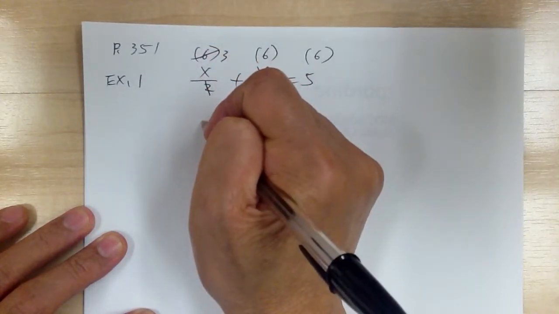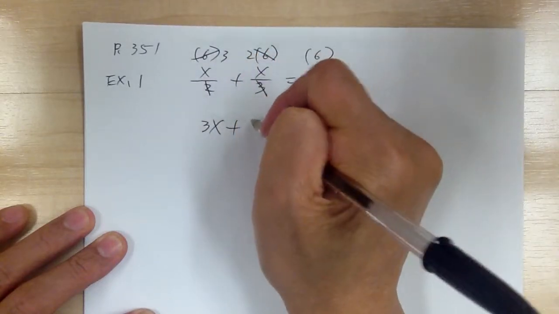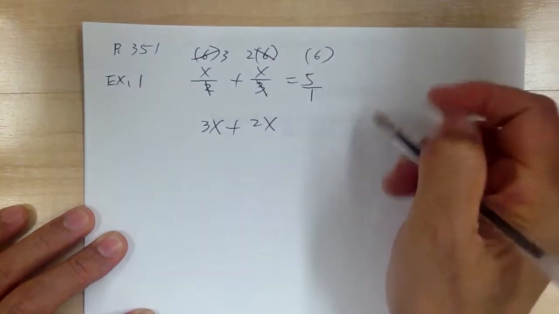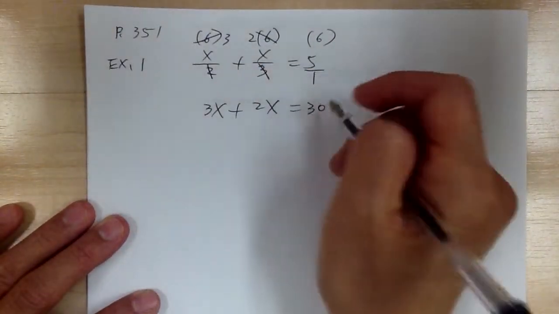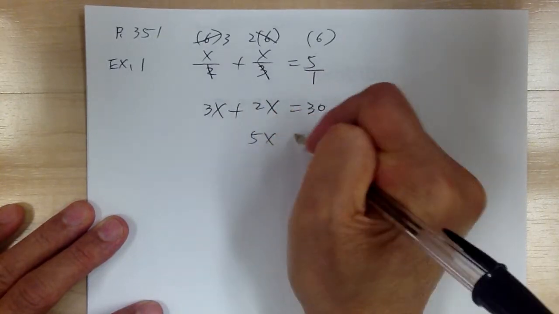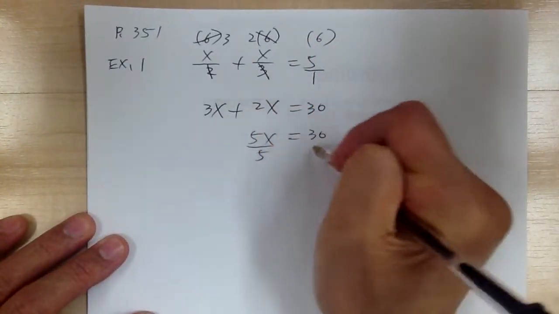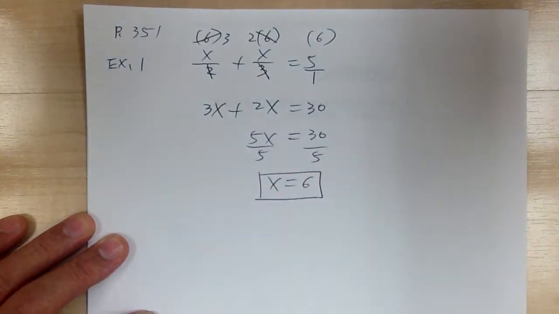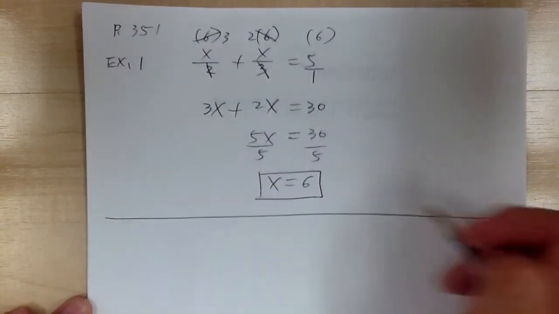So right away you're going to get 3x. This one cancels, you get 2, so it'd be plus 2x. This one you don't cancel because 5 is 5 over 1, right? So this will equal 30. Then from there, you can add, so you get 5x equal to 30. You can line up your equal sign, divide by 5, so x equals 6. And that's it. Let's go to example 2.